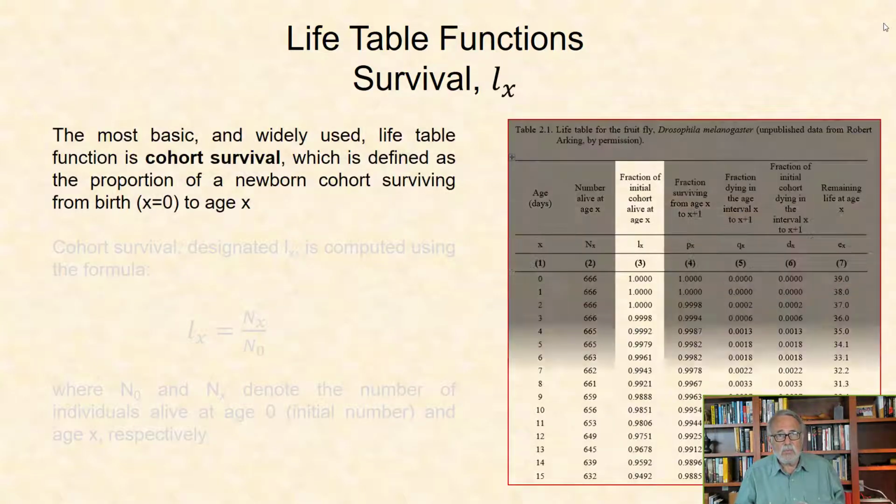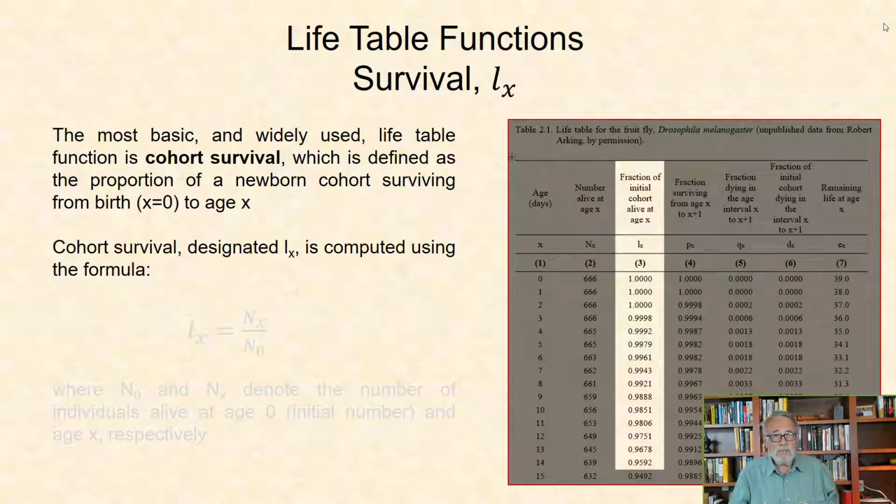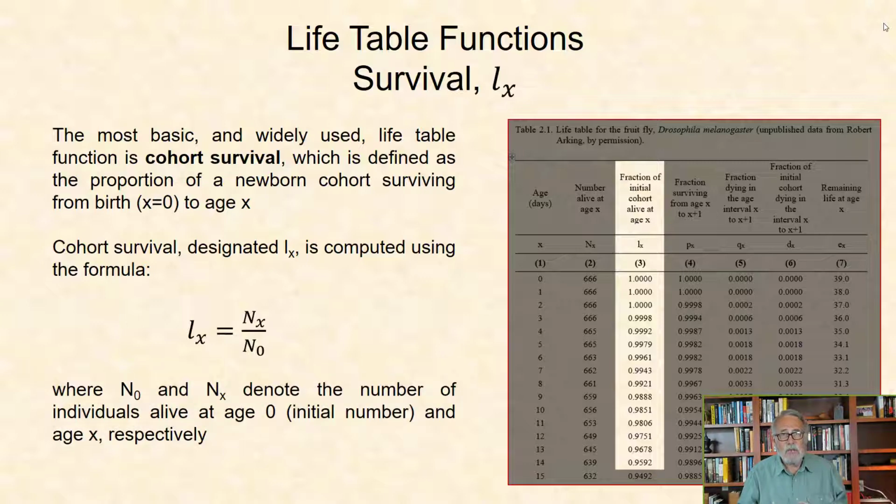The most basic and widely used life table function is cohort survival, lx, which is defined as the proportion of a newborn cohort surviving from birth, that is x equals 0, to age x. Cohort survival, designated lx, is computed using the formula lx equals nx, that is the number alive at age x, divided by n naught, which is the starting number, where n naught and nx denote the number of individuals alive at age 0 and age x respectively.